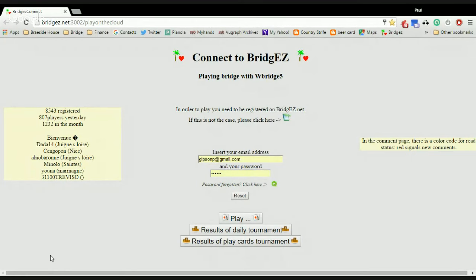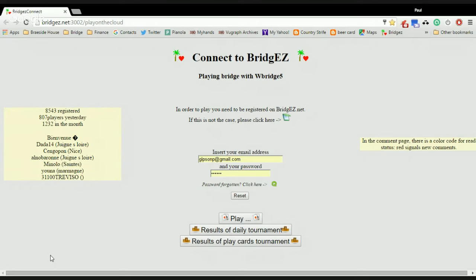Good morning, everyone. What we're going to do today is show you a simple way that you can improve your declarer play. I'm going to do that by connecting to bridgez.net, and I'll put the URL in the comments. This is playing bridge with WBridge5, which is one of the strongest robots.